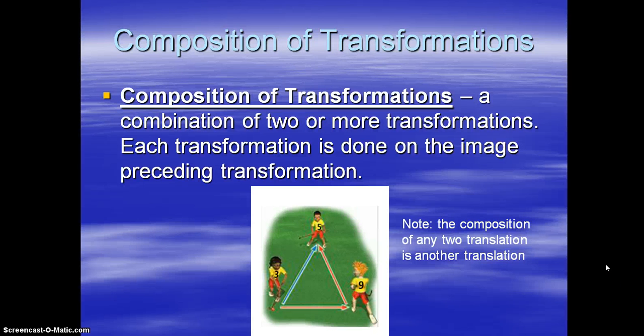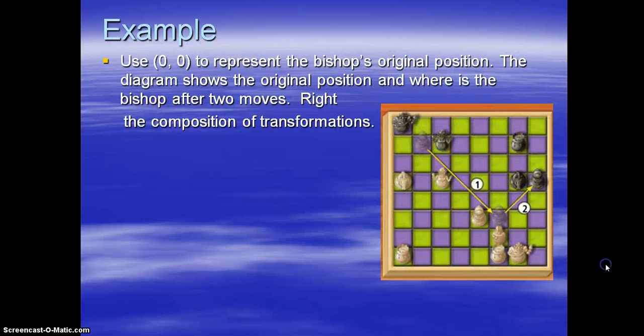Now that is only really applied to when we're talking about 2 translations, not necessarily any of the other ones we talk about. So just to do an example with this, we're going to use this bishop right here, and we're going to use (0, 0) to represent the bishop's original position, and we can then see the new position, which is right here. We're going to write the translation rule for each of those movements.